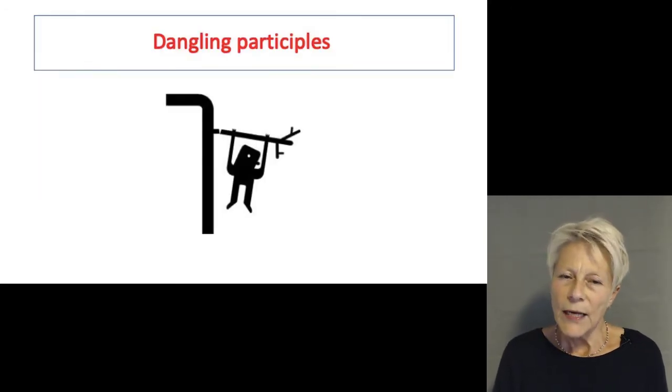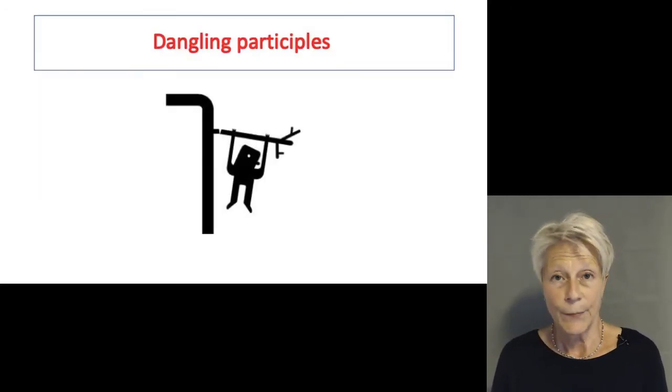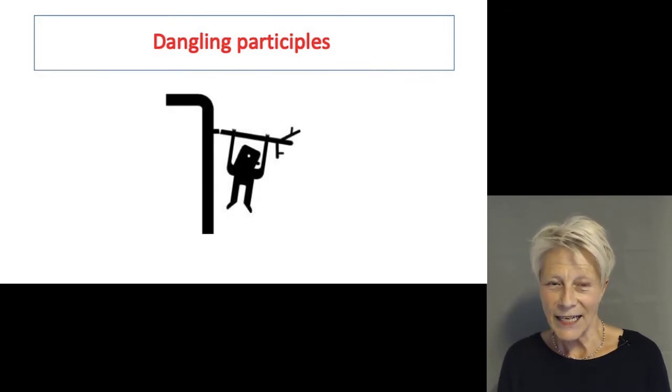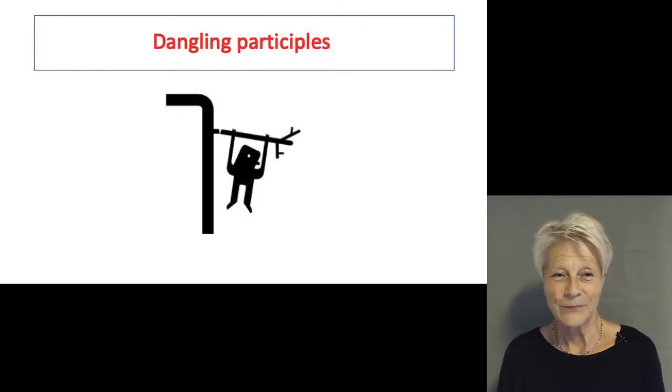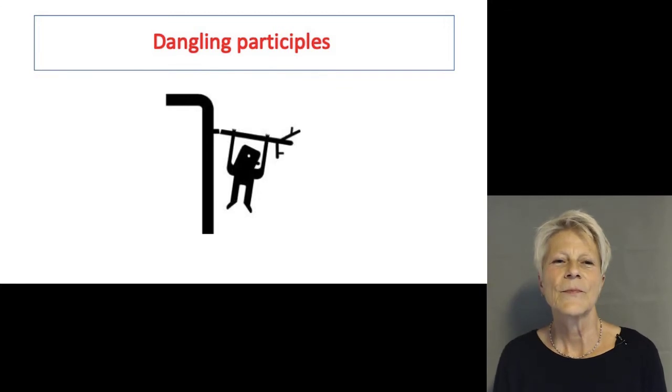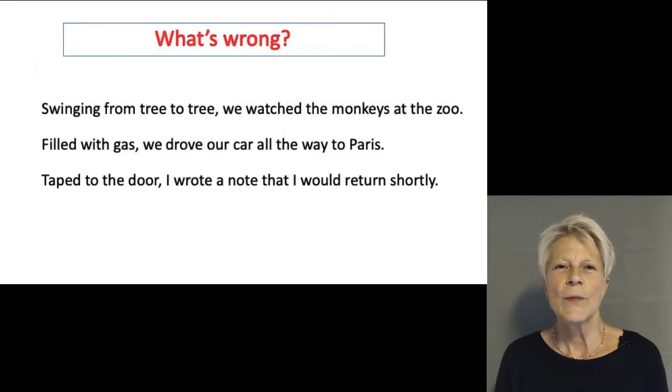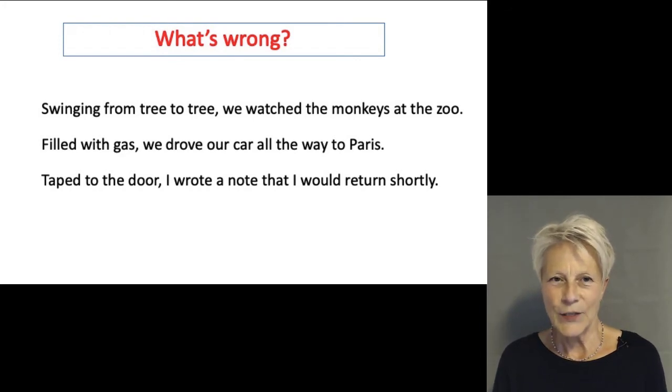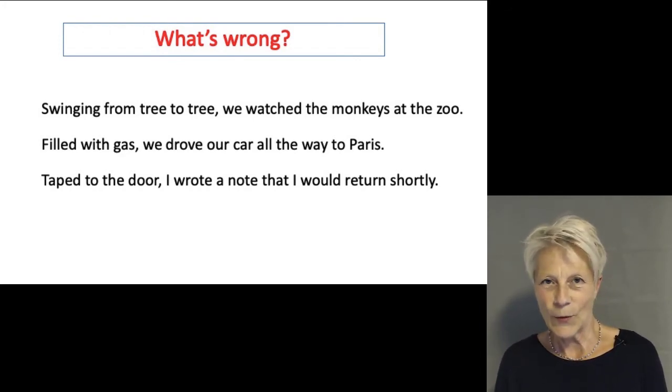Now let's have a look at the second pitfall, the dangling participle. This image pictures the grammar problem we are facing here. The little man is dangling and not sufficiently attached. Any minute he can fall and lose connection to the mother tree. This is how this problem materializes in sentences. Try to decide for each sentence what's the problem here.